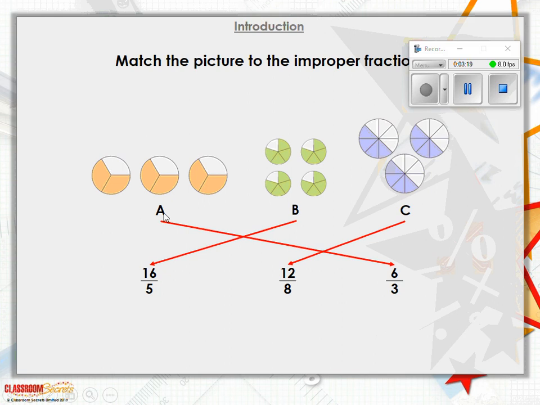Now, A is 6/3 because each shape has been divided up into 3 equal parts and 6 parts have been shaded. 1, 2, 3, 4, 5, 6. B is 16/5 because each shape has been divided up into 5 equal parts and 16 parts have been shaded. And then C is 12/8 because each shape has been divided up into 8 equal parts and 12 parts have been shaded. 1, 2, 3, 4, 1, 2, 3, 4, 1, 2, 3, 4. 4 times 3 is 12.